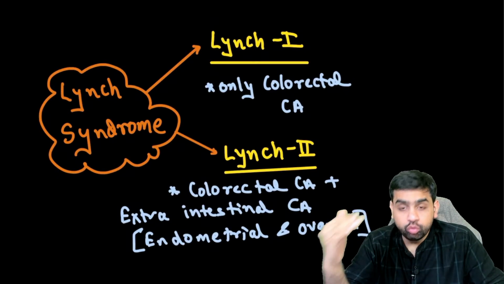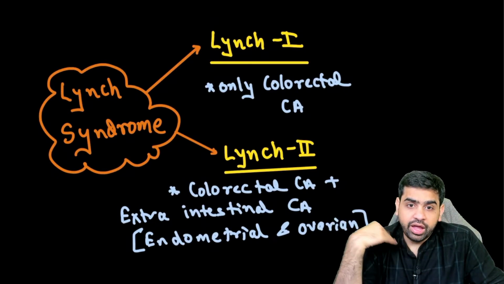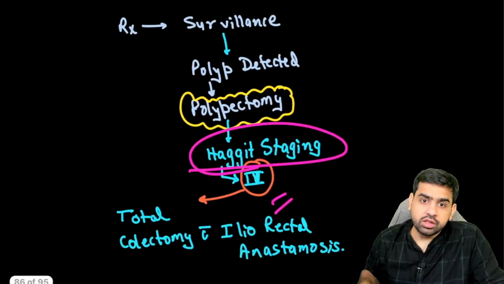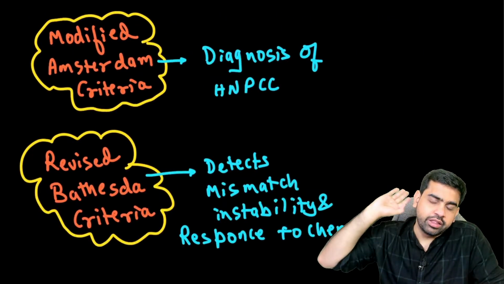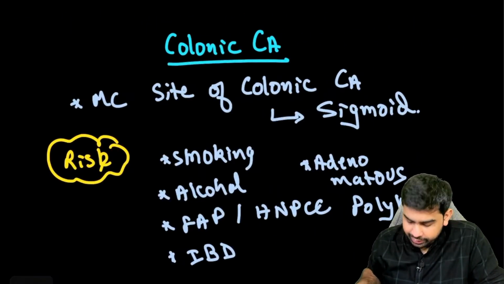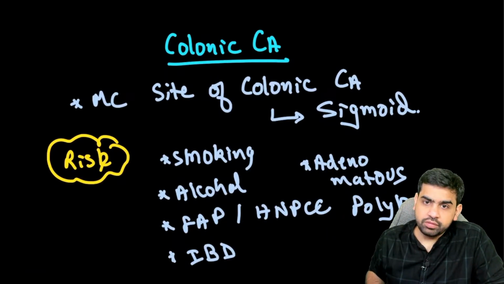What about the Lynch 2? Lynch 2 is along with the colorectal malignancy, the patients are also having the risk of extraintestinal malignancies like the ovarian or the endometrial or something like that. Okay. So these are the things which you need to understand over here. Then there is a modified Amsterdam criteria, Bethesda criteria. Let's not go into the details of that. Okay. Now, colorectal malignancies, all these other risk factors we just talked about.